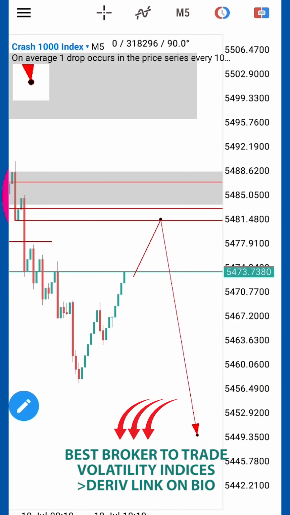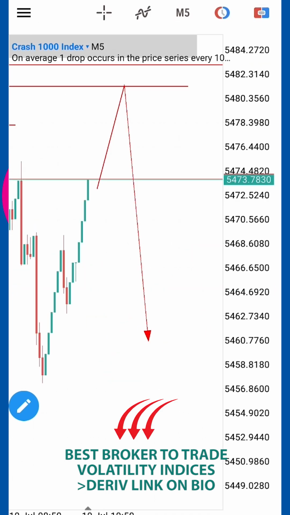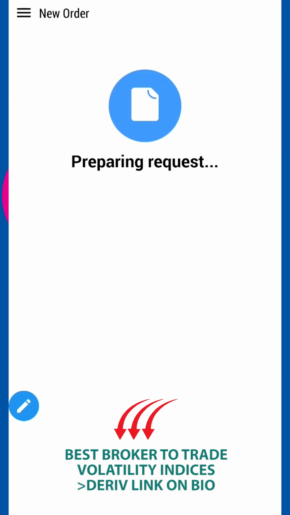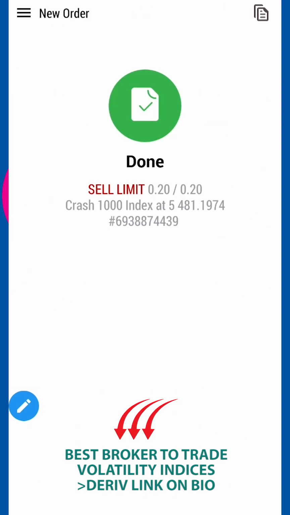I'm going to be selling within the fair value gap, or after price fills the fair value gap. So yeah, that's basically the premise of this trade. Bearish institutional order flow, it has to continue shooting downwards.